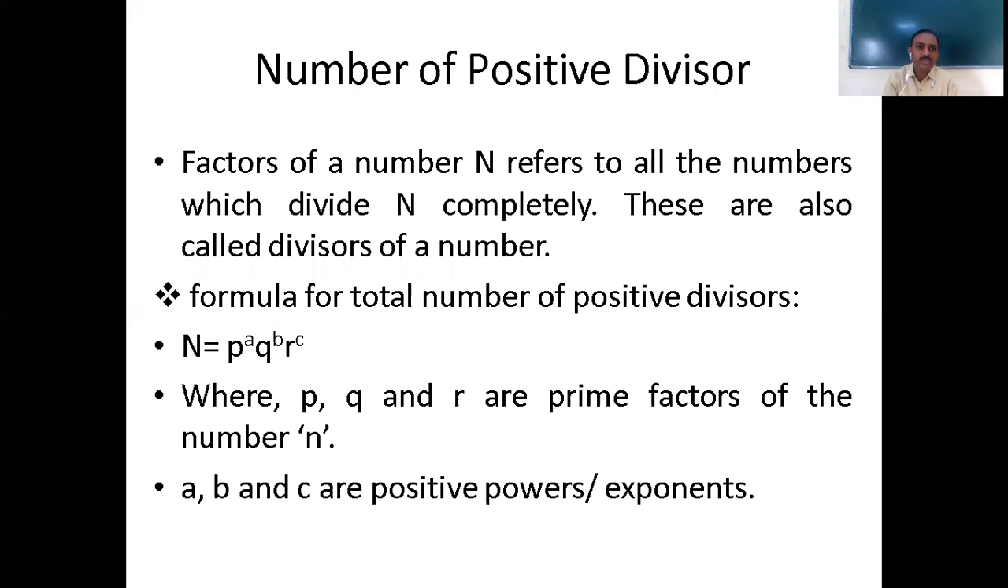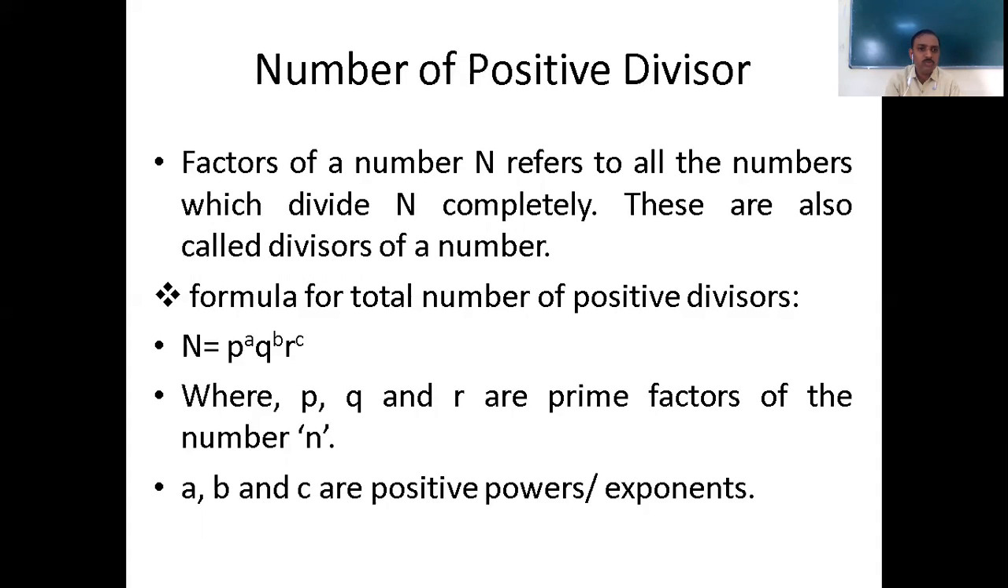Next, we will see the topic here, number of positive divisors. What is this? Factors of number n refers to all the numbers which divide n completely. These are also called divisors of a number. Okay, so the formula for the total number of positive divisors. How many positive divisors does a number have? So this is the formula here.